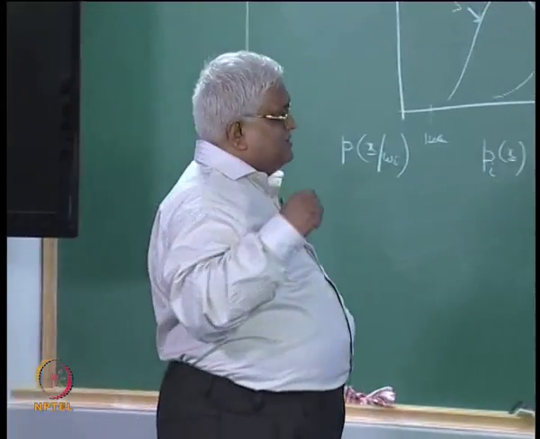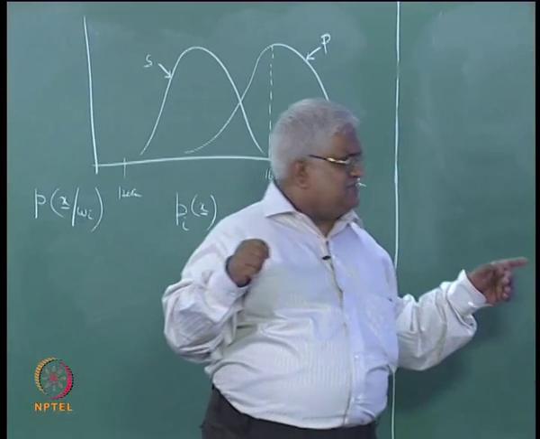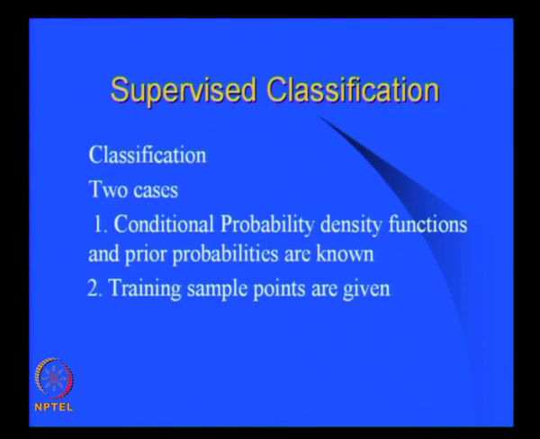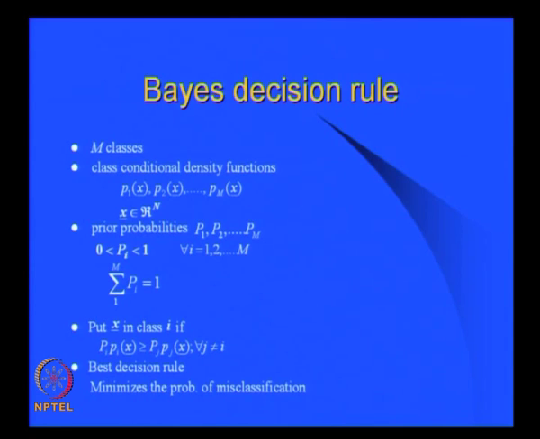Now, the conditional probability density functions are known and the prior probabilities are also known. If you know these two, then how does one get the rule of classification? There is a second case where training sample points are given, which I will explain slightly later. Let us assume that we are given the conditional probability density functions and prior probabilities.